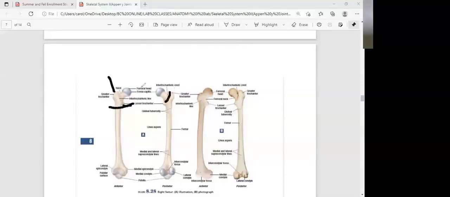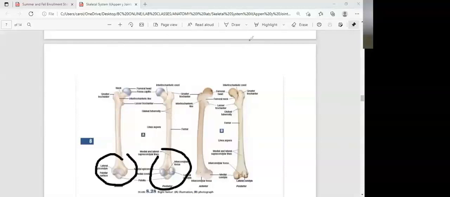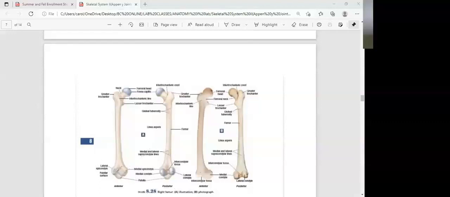This is what you have in your proximal epiphysis. In the diaphysis, you're going to have the linea aspera. In the distal epiphysis, in the anterior view, you're going to have the patellar surface. It will articulate your patella.